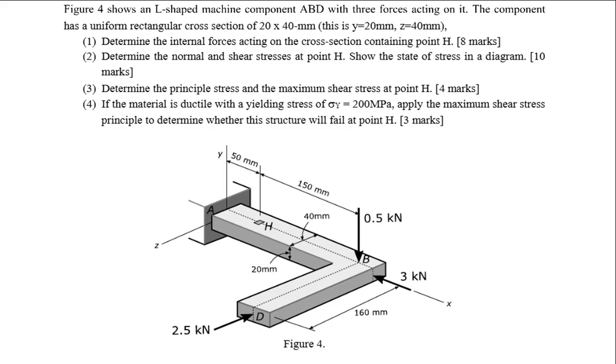Today we are going to solve a beam design problem where you have an L-shaped beam with the provided dimensions. The beam has a cross section of 20 mm by 40 mm, and this is subjected to a number of external forces. The question is, you want to find out the multi-axial stresses developing at point H.